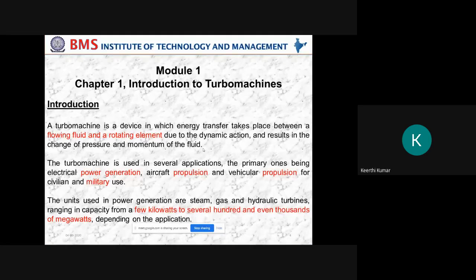So if you refer to the textbook or if you refer to Google, you'll get hundreds of definitions for turbo machine, where this one suits particularly your syllabus, whatever it is there, everything I have covered in this, so that you can pick up this as a definition for turbo machine.